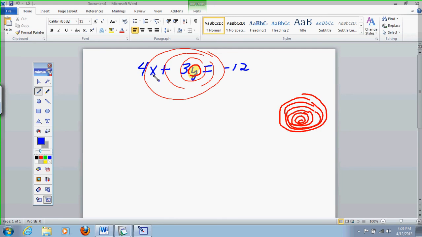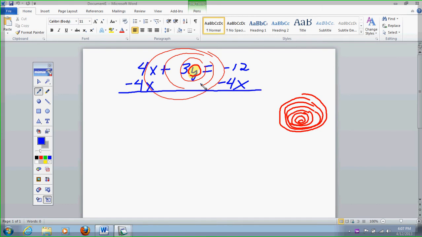So 4x is being added to the left side of the equal sign, and I know that because it's positive. Again, not because of this plus, but because it's positive. So I subtract the 4x from each side. Draw this little line underneath. 4x minus 4x is 0. Bring the rest down. 3y is equal to.